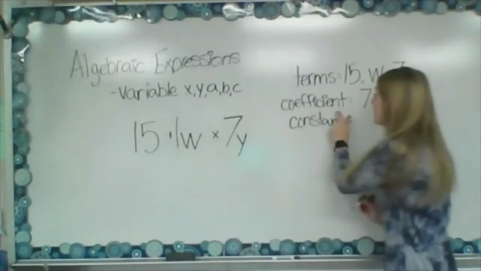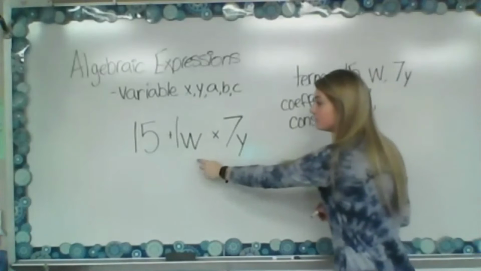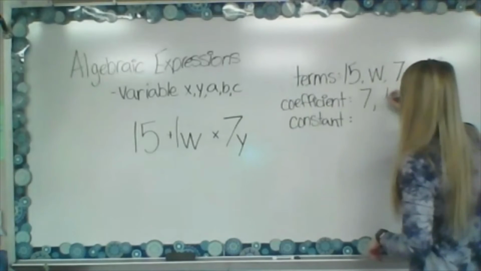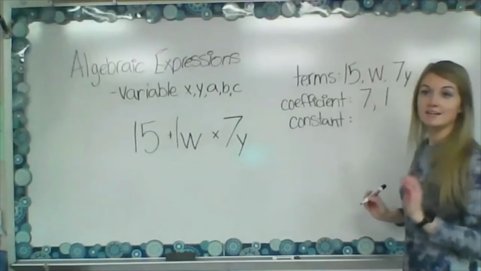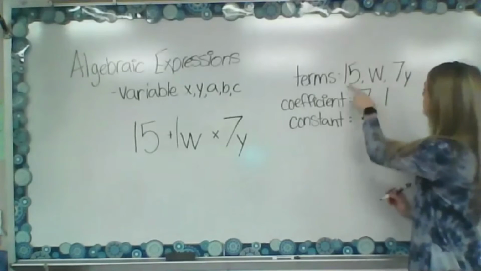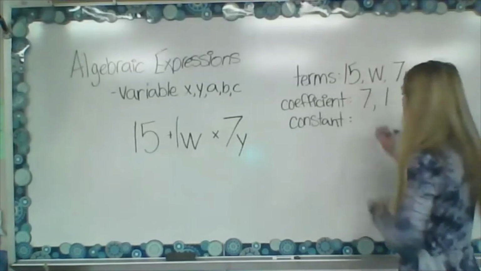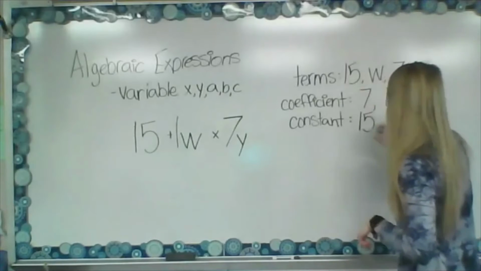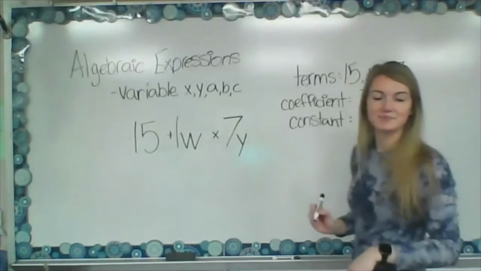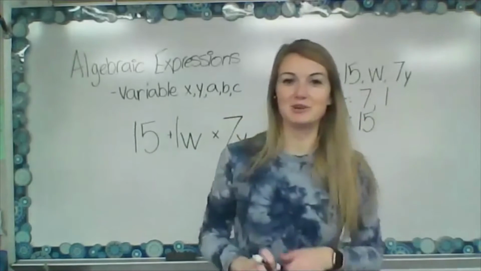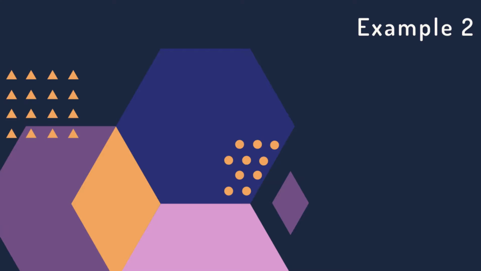So what is my other coefficient to match the w? It's going to be a 1. And then do I have any numbers with no variable? Yeah, the 15, right? So next I'm going to put 15 as my constant. Okay, hopefully you got the hang of that. We're going to try something new next.